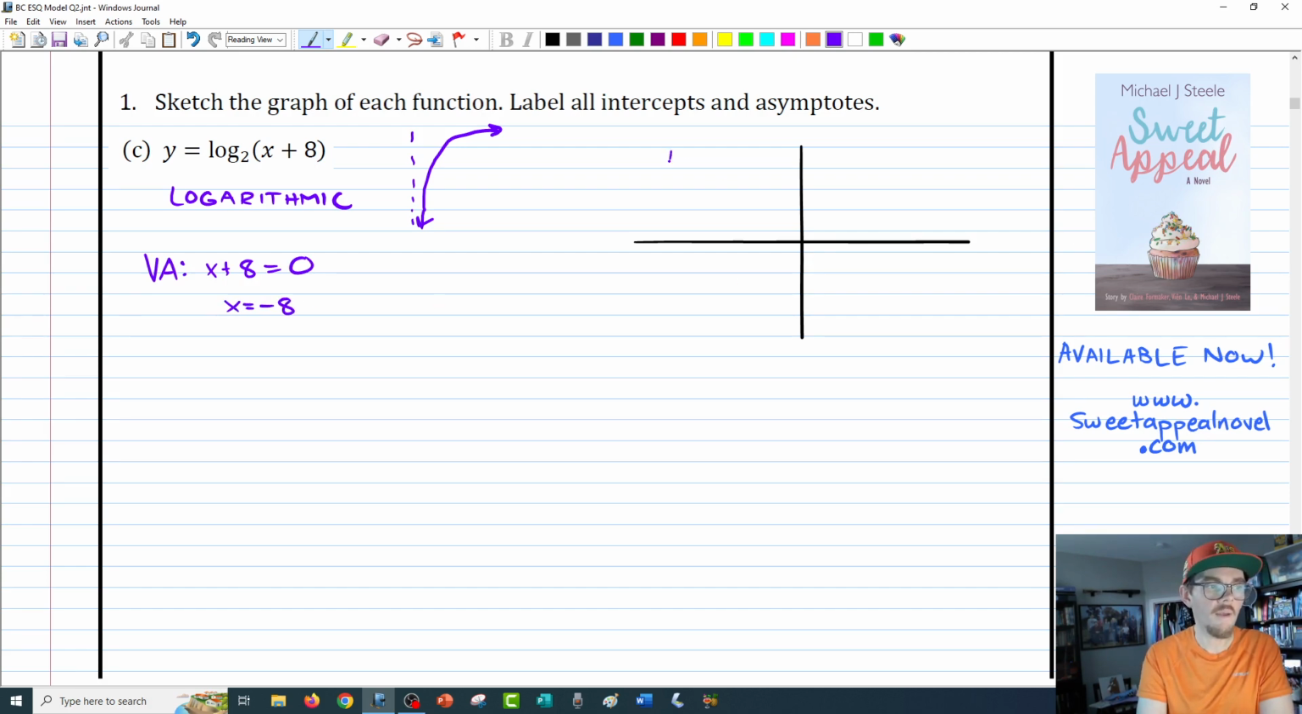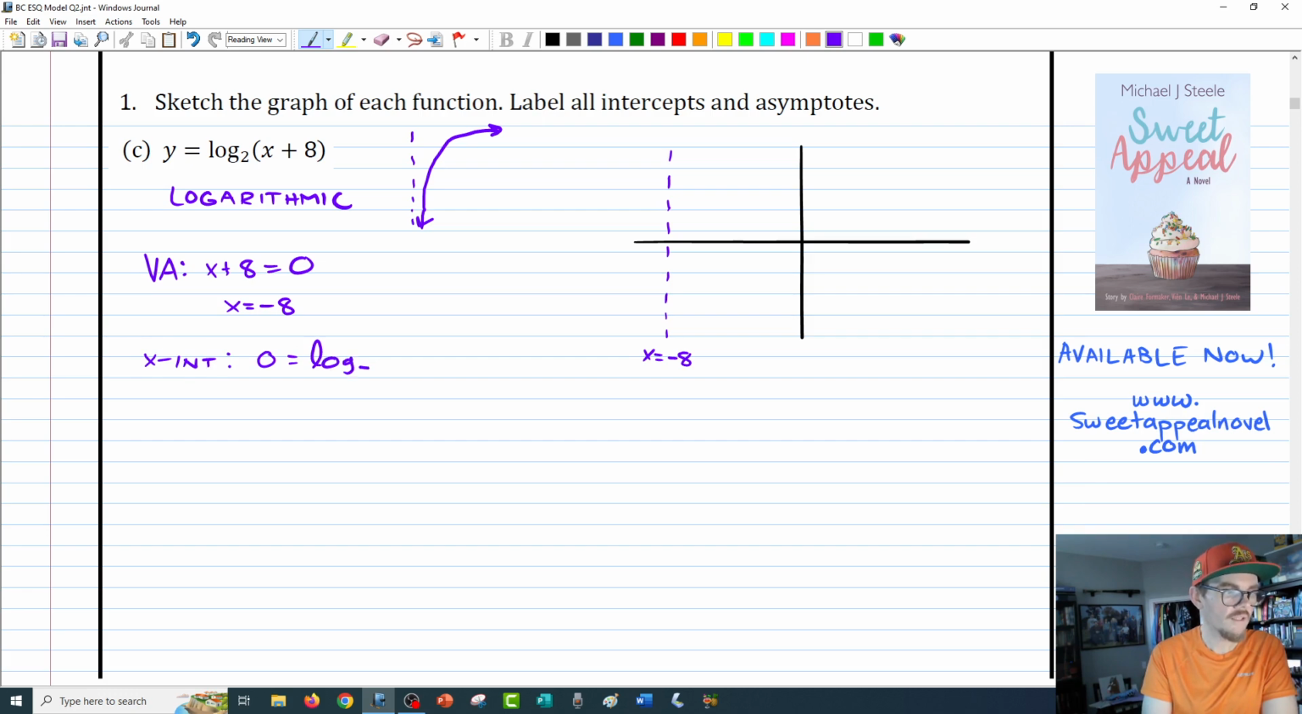So effectively, you can imagine we're going to have a vertical asymptote over here, and I'll label it as x equals negative 8. For the others, we are going to have both intercepts in this case. Sorry, I'm pretty tired already. To get our x-intercept, we're going to set this entire thing equal to 0.